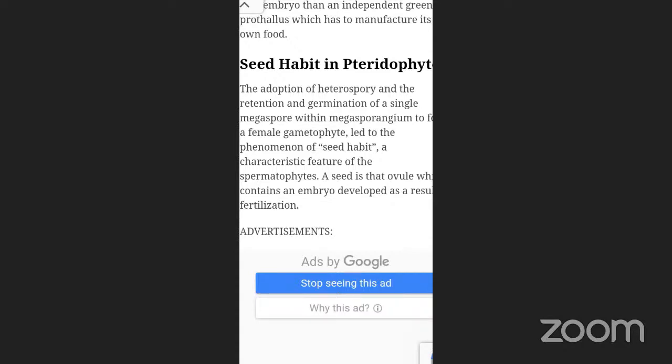So, after fertilization, the oospore developed into the embryo and became dormant. The integument surrounding the megasporangium became hard and woody. Such a structure is considered the diploid plant, which is surrounded by the remaining case of the megasporangium.